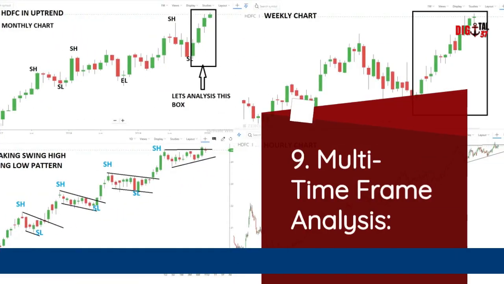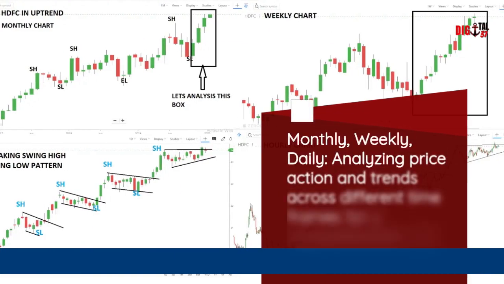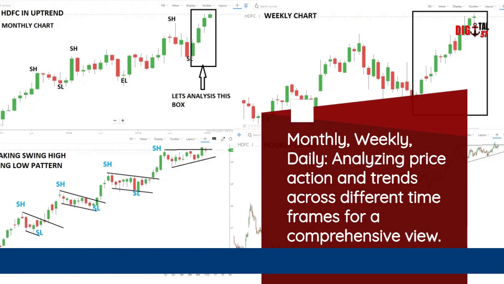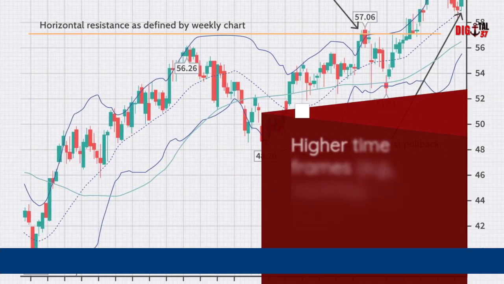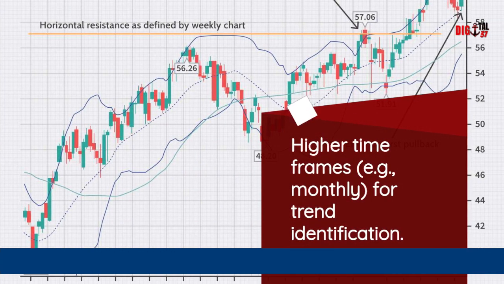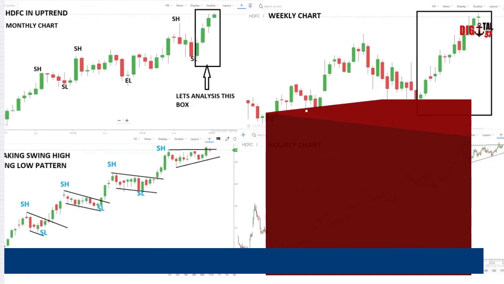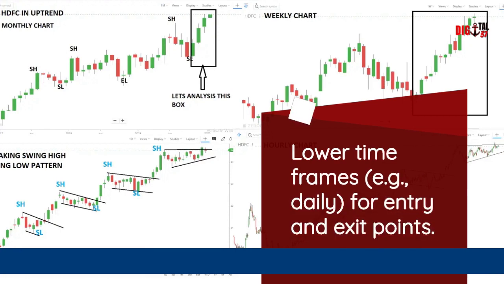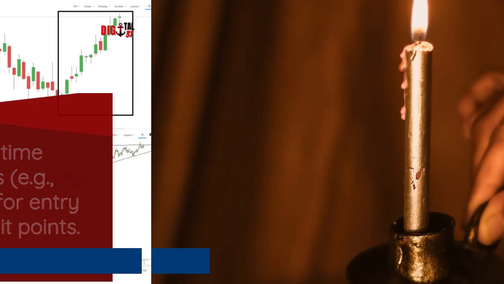9. Multi-time frame analysis. Monthly, weekly, daily, analyzing price action and trends across different time frames for a comprehensive view. Higher time frames, e.g., monthly, for trend identification. Lower time frames, e.g., daily, for entry and exit points.